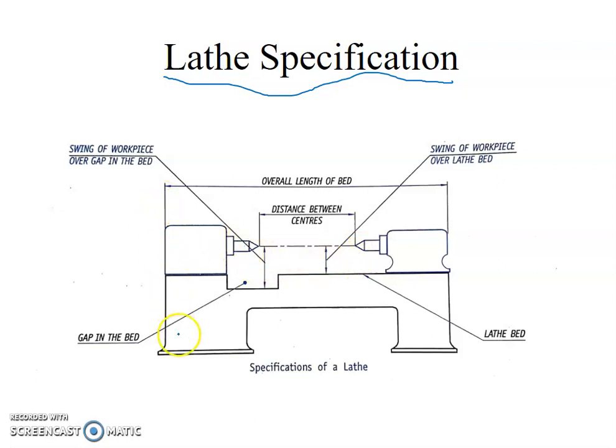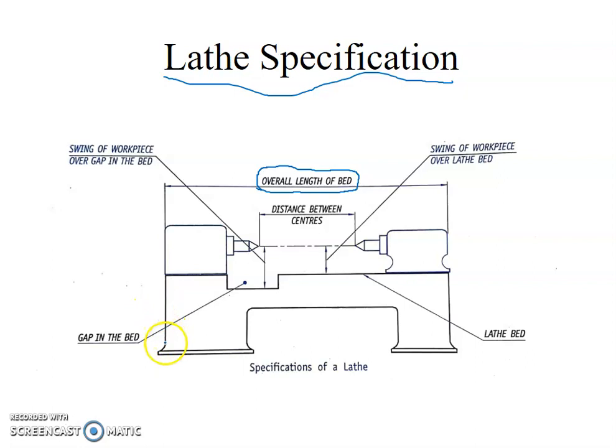And what is the length of the bed, what is the height of the workpiece we can machine, what is the maximum diameter of the workpiece we can machine. So all these are called specifications of the lathe. Lathe has some important specifications. First specification, that is the overall length of the bed.